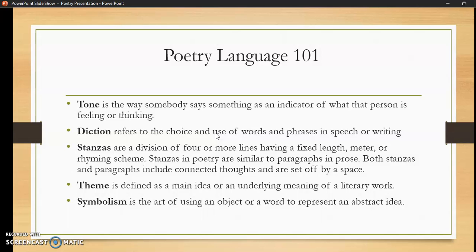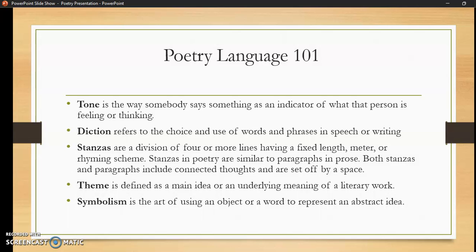I think this is one of the easier ones to understand because you understand this from listening to music. You understand this sometimes from reading stories, from even watching TV shows. So think of tone as the way somebody says or writes something as an indicator of what the person is feeling or thinking. There's a certain mood with each poem you encounter.